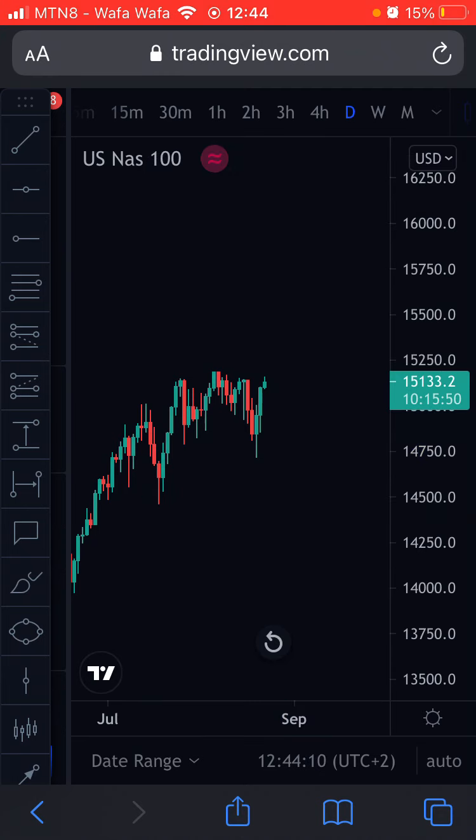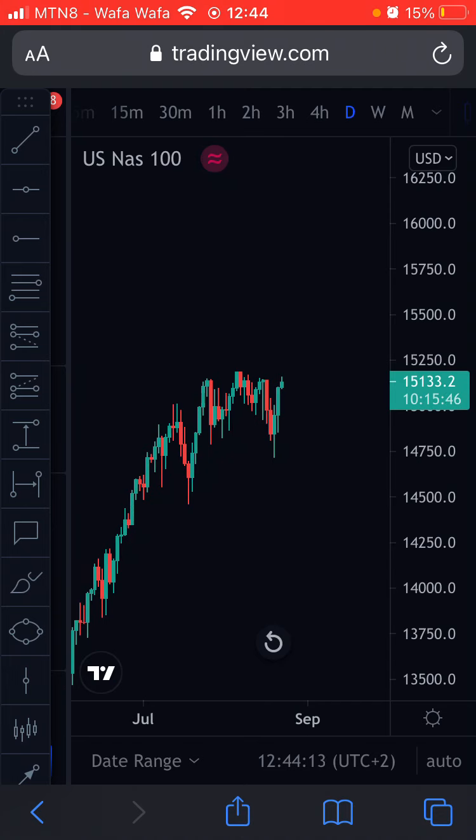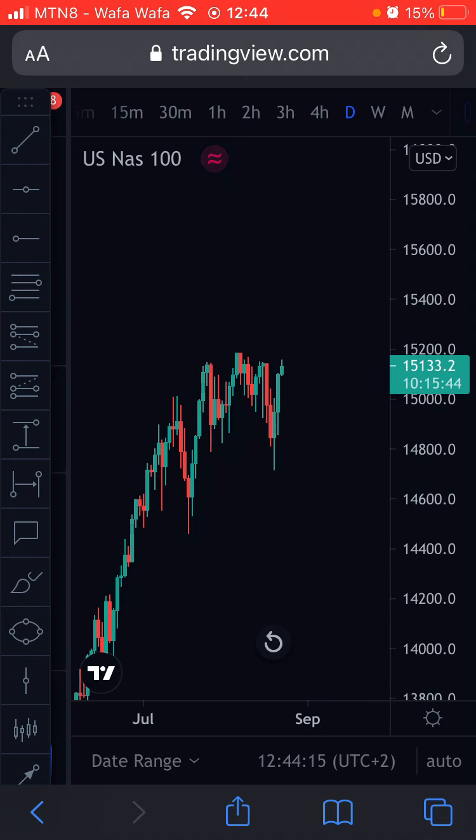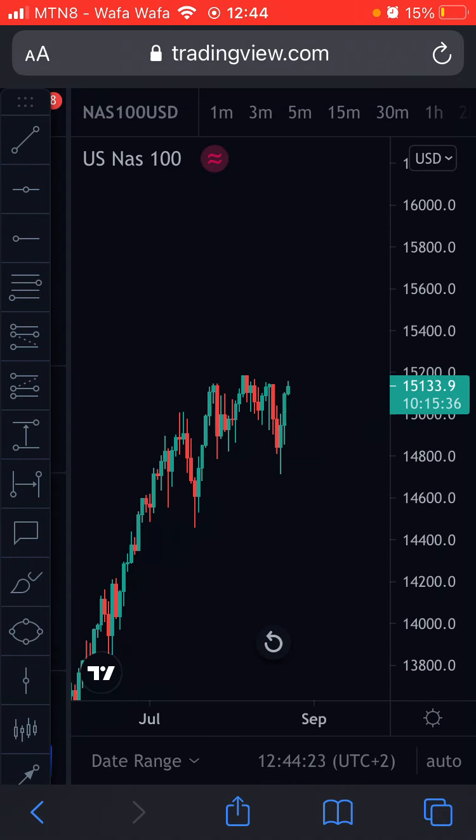So, firstly, guys, I'm gonna start on daily, right? You can see I'm using MetaTrader 4. I'm using TradingView. And I started on the daily. As you can see right on top here, I'm on the daily and I'm looking at US 100, Nasdaq 100.